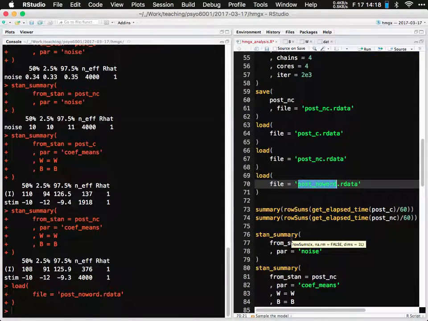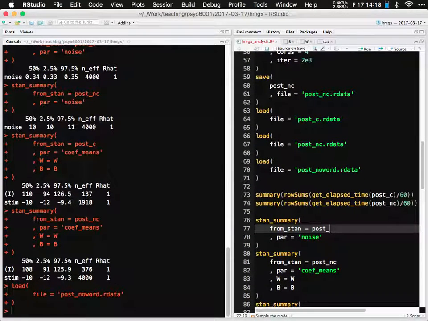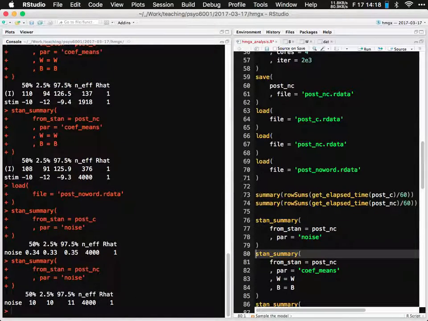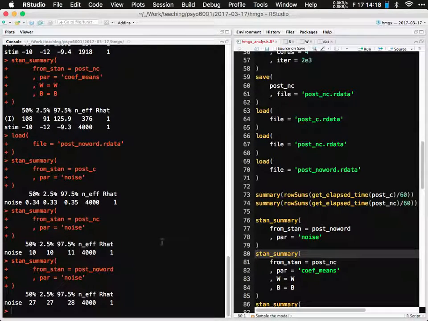I'm going to go back through and say, okay, C, what does that look like for noise? This is a standardized noise, but good sampling. NC, good sampling, and no word. Ignore the difference between C and NC in terms of the values here. If I multiplied these by the standard deviation of y, they'd come out to these numbers. The main comparison here is between the NC and word and no word.